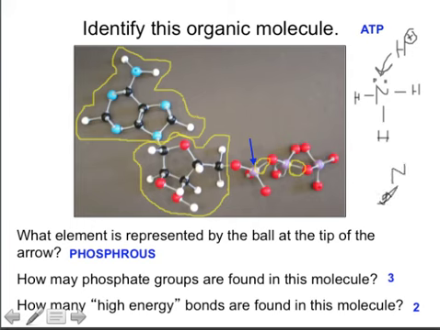NH4. So there's H. Okay, there's H. There's H. And there's another H. Okay, and this whole thing would have a positive charge.